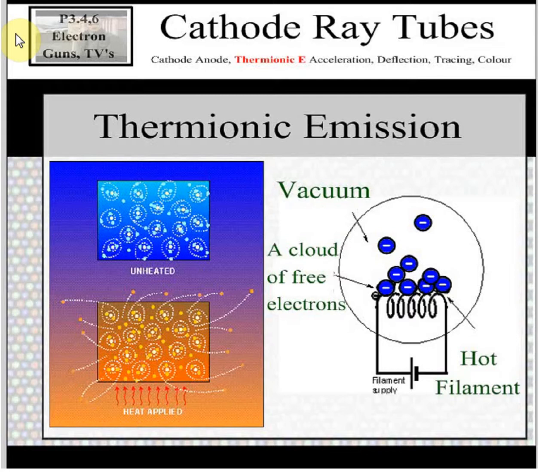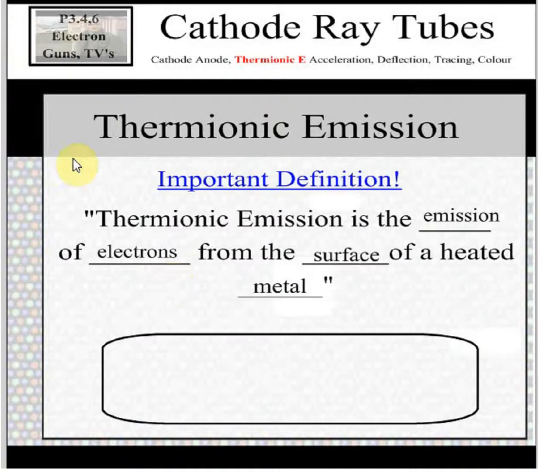Once you have those electrons sitting around waiting to be used, then you've got your raw material for cathode ray tubes, X-ray machines, all that jazz. It's all just playing with electrons. This is where you get your electrons from, though. Okay, so thermionic emission, if you want to give it a fluffy definition, it's the emission or release of electrons from the surface of a heated metal.